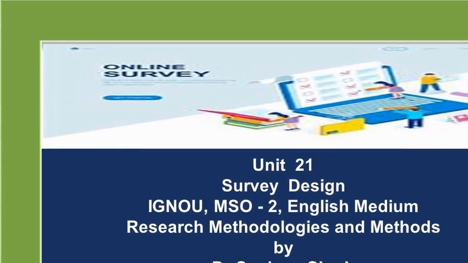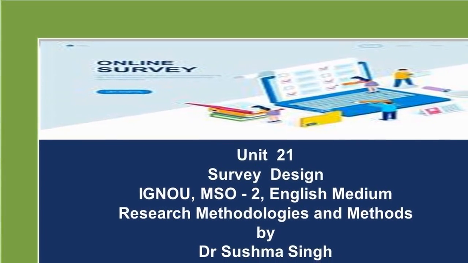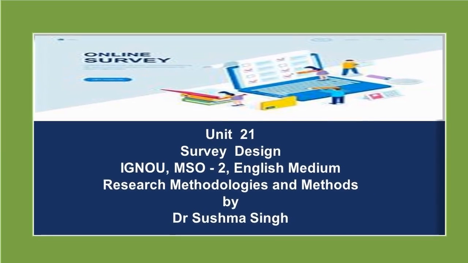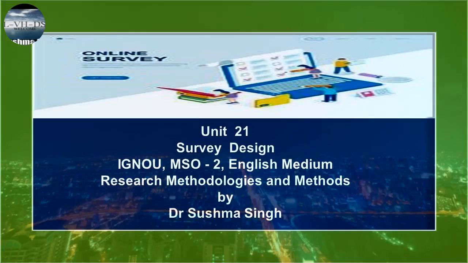Let us start discussion on Unit 21, Survey Design. And our topic is Sampling Design. After survey design has been selected, a sampling plan must be chosen. Many details about sampling have been discussed earlier in the unit of Block 4 and Block 5. And therefore, I am including only those that are new.